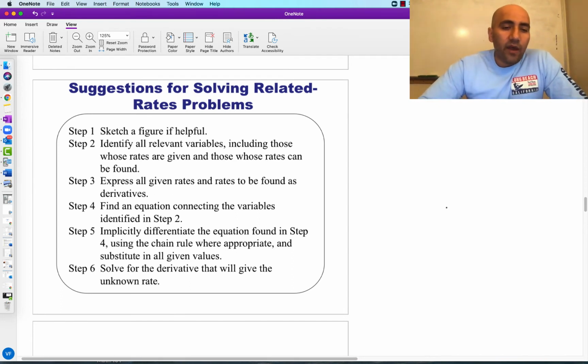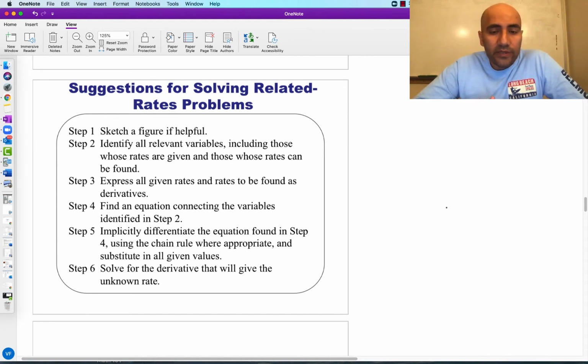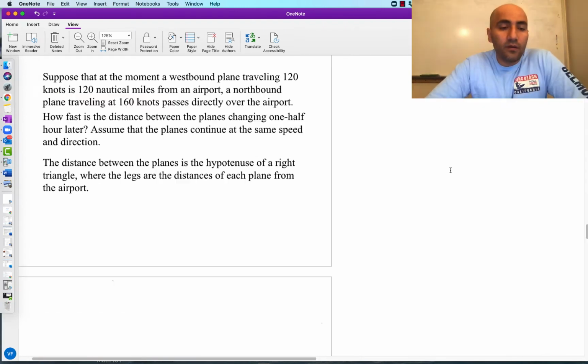Then step 5, implicitly differentiate the equation found in step 4 using the chain rule where appropriate and substituting all the given values. Okay, and then finally solve for the derivative that will give you the unknown rate that you're looking for. Okay, so that's easier said than done. Like I said, every question is going to be a little bit different. So it just takes a little bit of practice and trying out different things. So let's try another one.